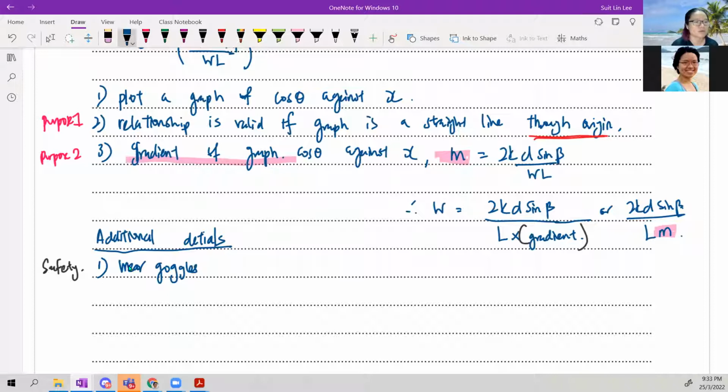Don't just say wear goggles. Full stop. Cannot. Must explain why. So always, when this is an additional detail, always explain why. Why do you write this thing? Wear goggles to protect the eye or to prevent the spring. Can I write flying into my eye? I can. Or you can say recoiling into eyes.